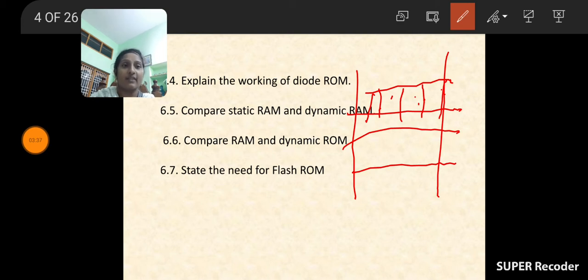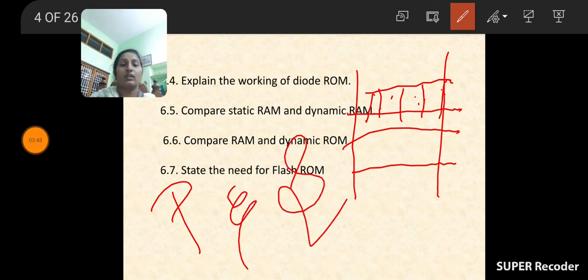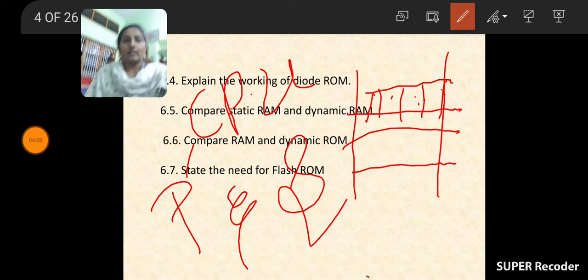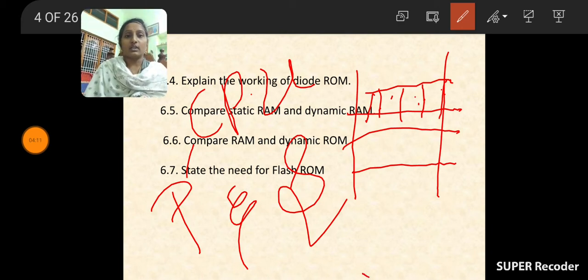Now we are going to discuss what is also a last class topic: the main classifications of memory. Memories are basically classified into two types: primary memory and secondary memory. Primary memory always provides a connection to the CPU; it is directly accessed by the CPU. If the memory is not directly accessed by the CPU, then it is called secondary memory.